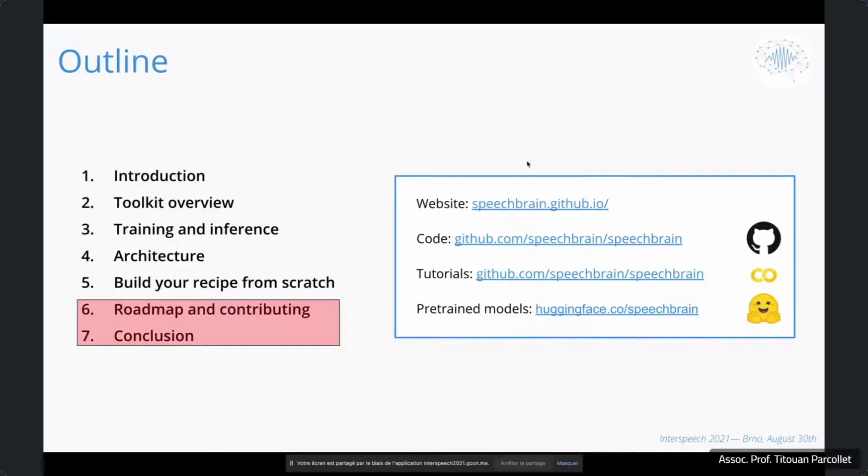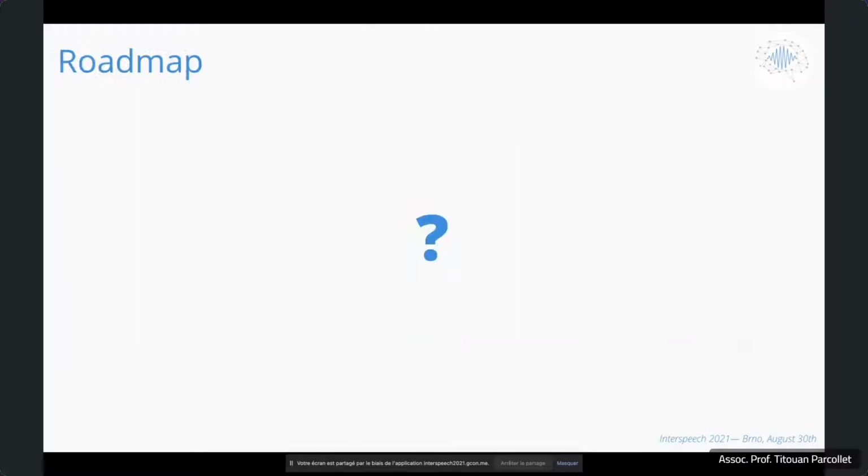But these are the two last parts, and they will be pretty quick because they concern where we are going, what the next steps are, and how you can contribute to the toolkit. So the very first question here is, what is a roadmap? Why do you want a roadmap as a toolkit? The question that really needs to be answered is, what's the purpose of having and defining a roadmap?